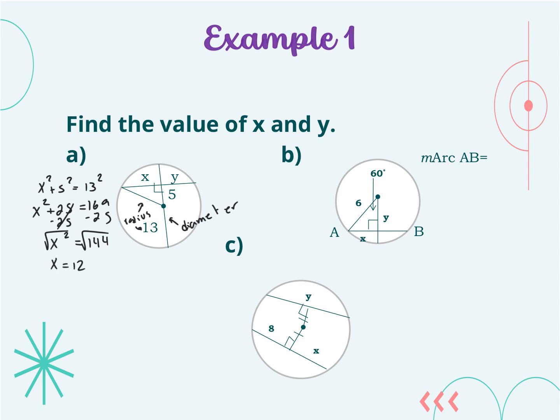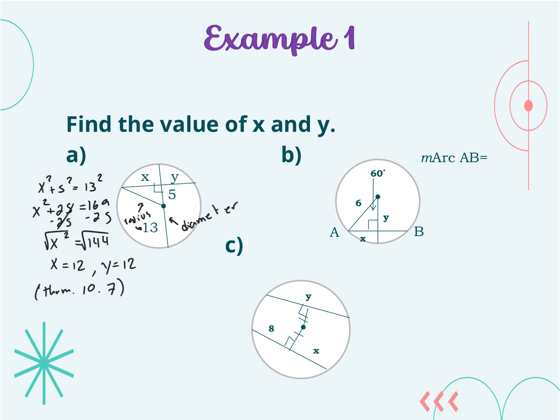Now, because we know X and Y are going to be the same, we know Y is going to be 12. How do we know they're going to be the same? They're going to be the same because of theorem 10.7. That is the perpendicular chord bisector theorem that states if a diameter of a circle is perpendicular to a chord, then the diameter bisects the chord and its arc. So because this is a 90 degree diameter with the chord, we know the X and the Y will be the same.